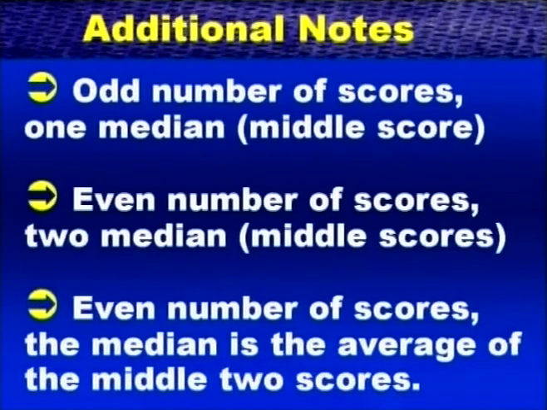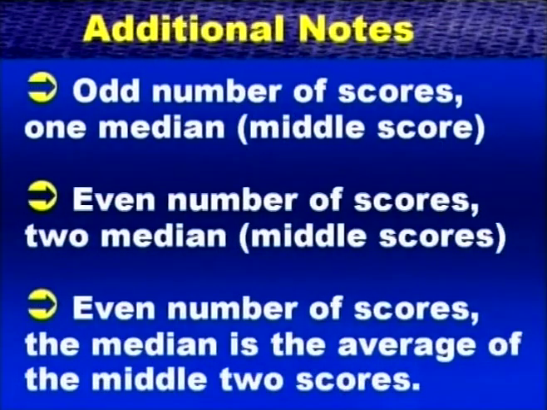And if you come across an even number of scores which have 2 middle scores, to find the median, you add those 2 middle scores and divide by 2. In other words, the median is the average of the middle 2 scores. So whatever 2 middle scores you come across, you add them, get the sum of it, and divide by 2.